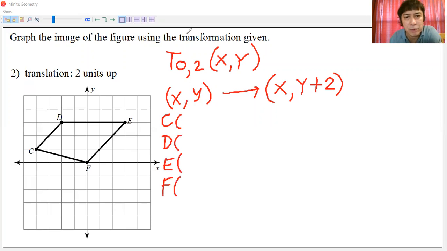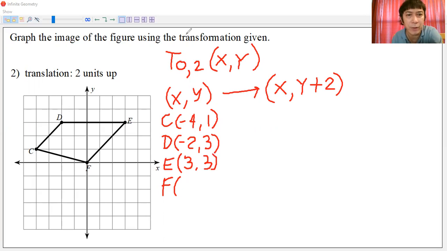Okay, so our first point here is C. That looks like negative 4, 1. So this is negative 4, 1 there. Our point D is at negative 2, 3. This is negative 2, 3 there. Our point E is located in the first quadrant, at 3, 3.